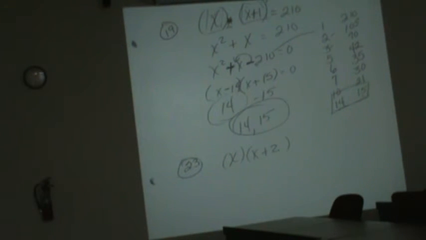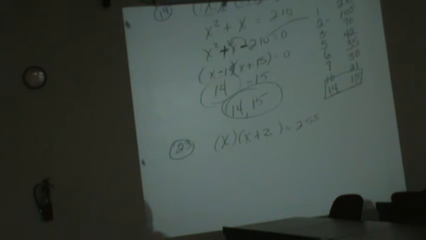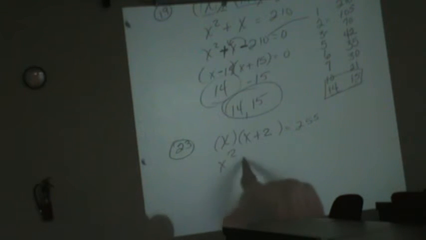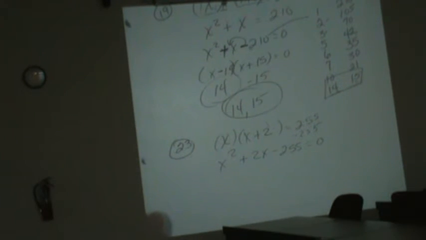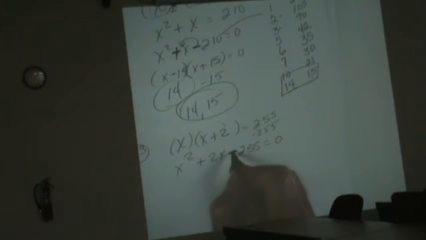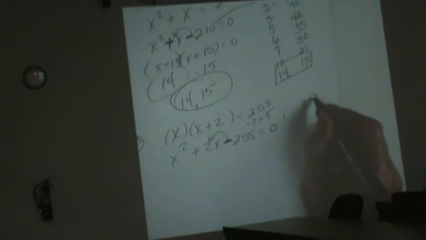Okay, 23 says the product of 2 consecutive odd integers is 255. So do your x squared plus 2x, and then equals that, so we're going to subtract that, right? To make it 0. Minus 255 equals 0. There's nothing we can factor out by itself. You need the difference of the numbers to be 2. 1 times 255.